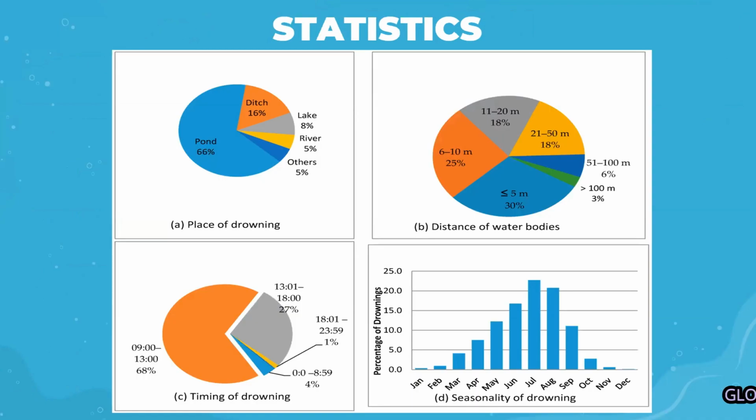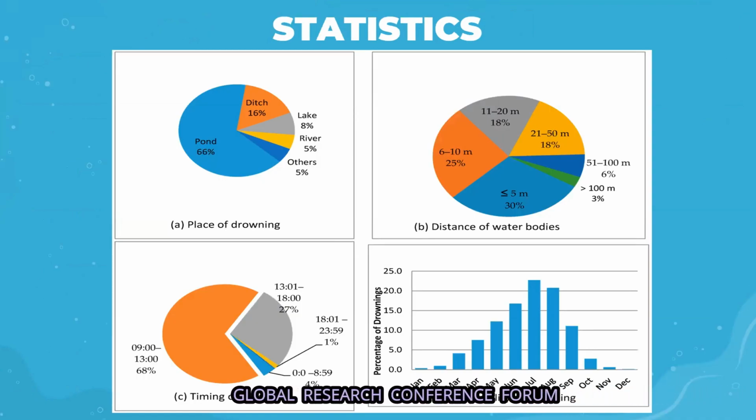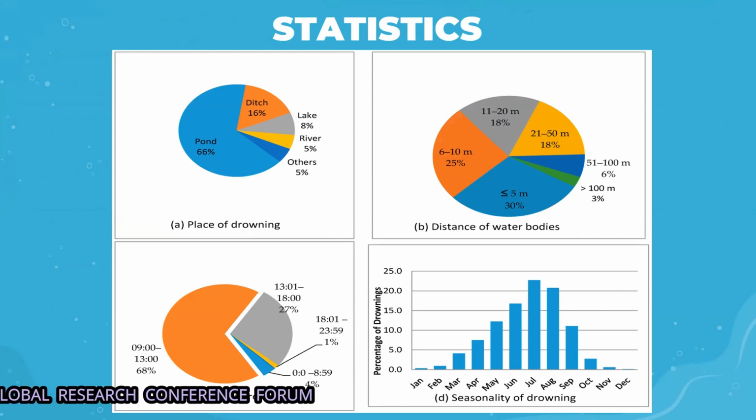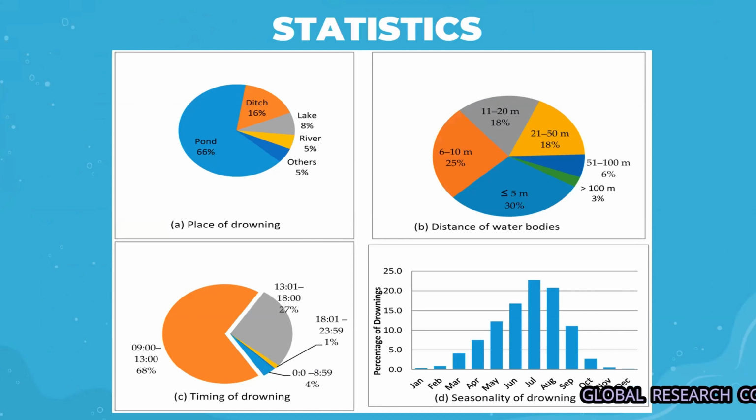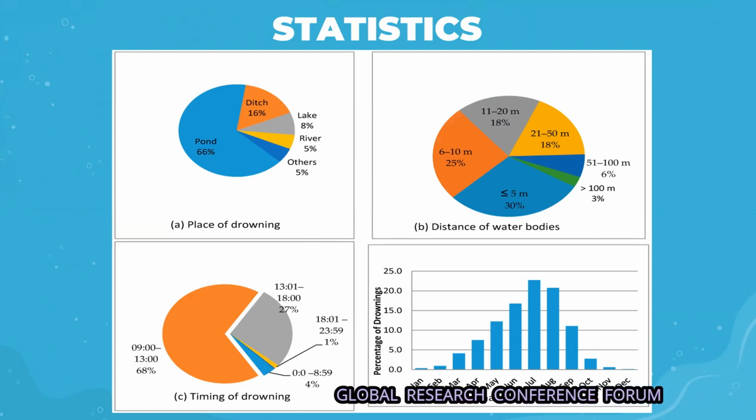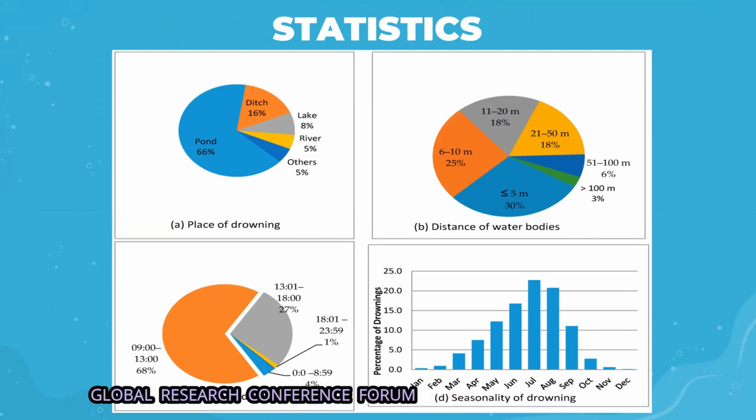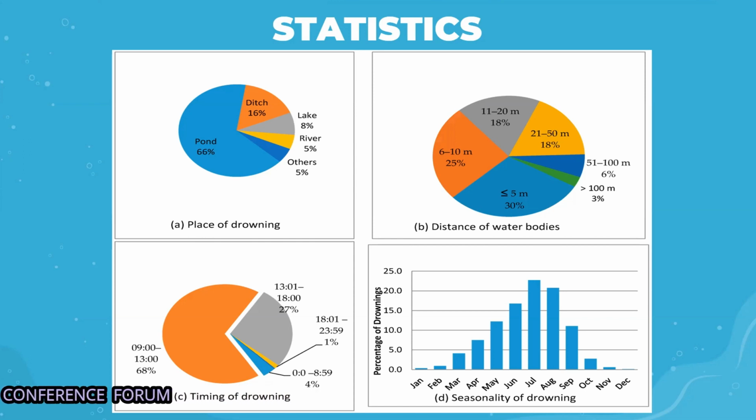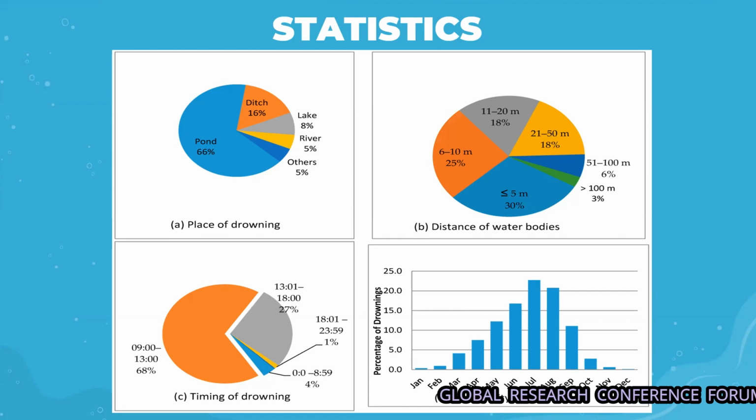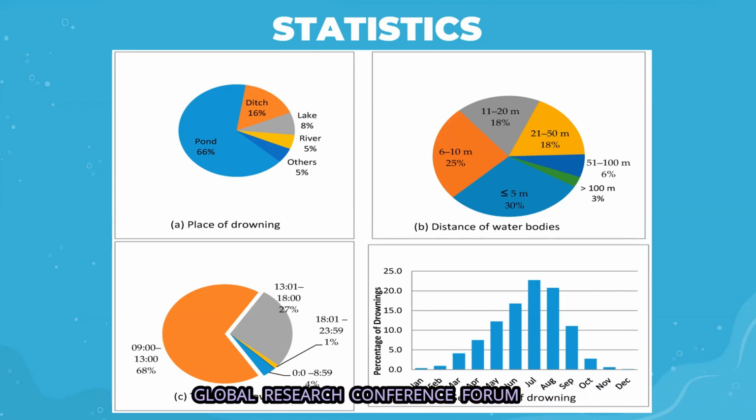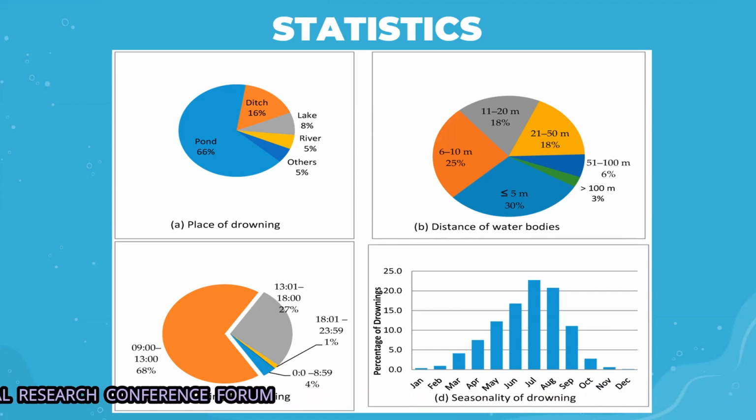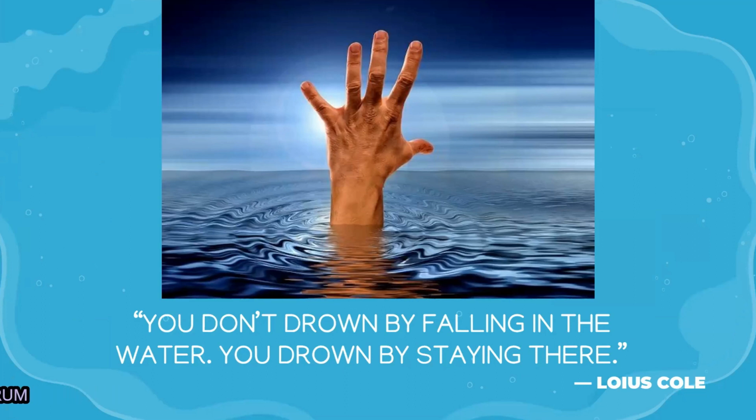processing. Drowning is the third leading cause of unintentional injury, accounting for 7% of all injury-related deaths worldwide. The slide shows the statistics placed by WHO in different categories, like the place of the drowning, the distance of the water bodies where the drowning happens, the timing of the drowning and the seasonality of the drowning. You don't drown by falling in the water. You drown by staying there.